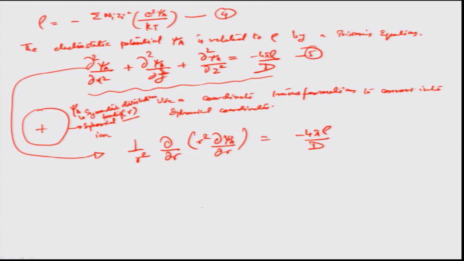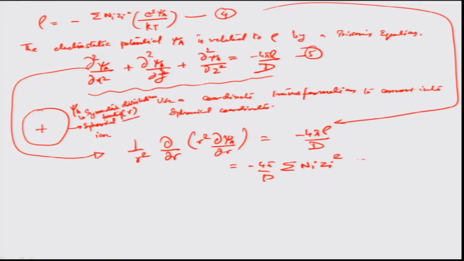Or in other words, I can substitute the value of rho from equation 4 right here. I can write this as minus 4 pi by d times sigma ni zi square times of epsilon square xi a by kT. So, this actually represents now the final form of the equation.